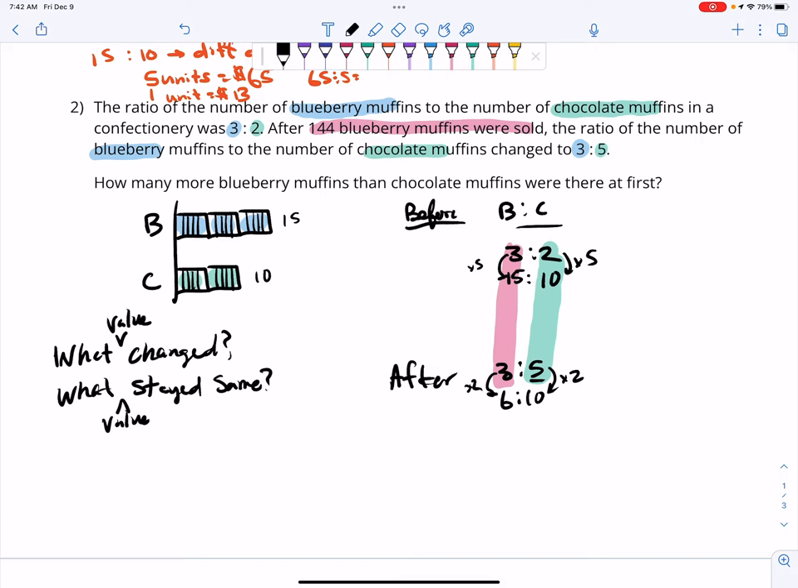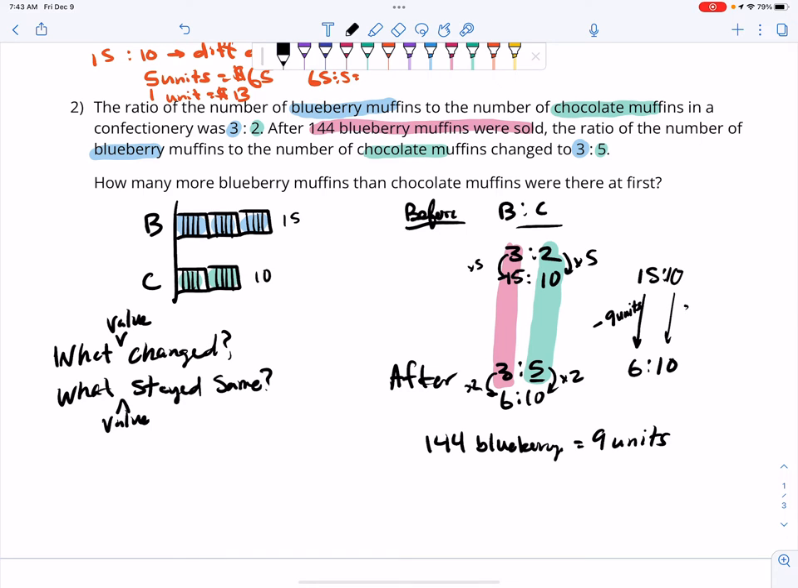So now we have a 6 to 10. So I'm going to write these over here. We started with a 15 to 10 ratio, sold some of the blueberries, and now we ended with a 6 to 10. So when I compare those, because my total is changing and it's decreasing, I know that we sold 9 units of blueberries. So these 144 blueberry muffins that were sold were the same as 9 units, because that was the amount that changed.